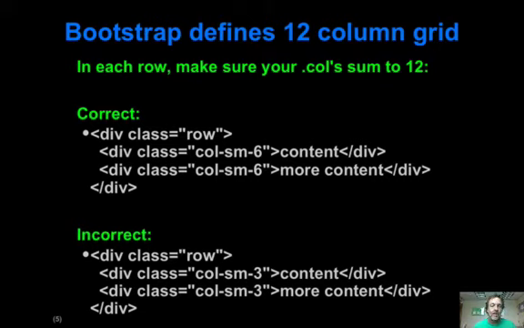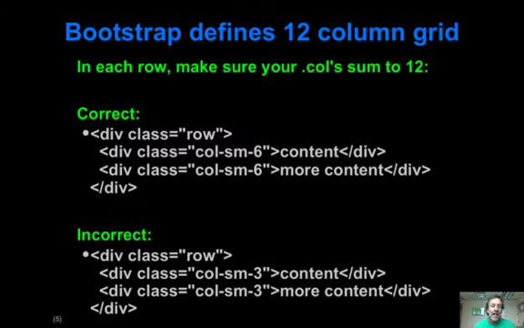Okay, so here's an example of a correct one at the top of the screen where I have two col-sm-6s. They sum to 12, so that means the layout is going to be divided into two columns, because we basically have a 12-column grid. The first 6 is the first column, the second 6 is the second column, so we've got the whole thing.